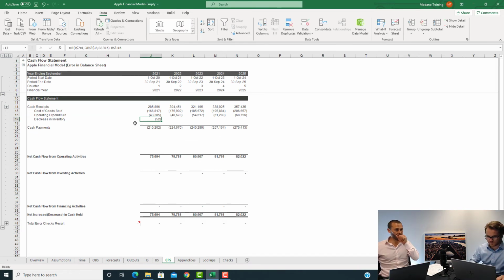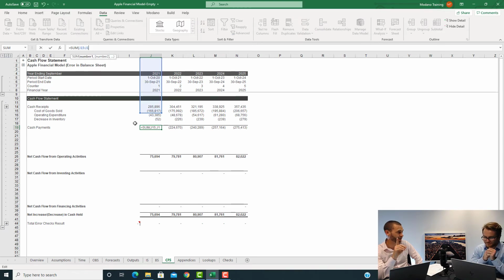And there's your negative 52. So that is an increase in your inventory, which is a decrease in cash. A decrease in inventory is an increase in cash; an increase in inventory is a decrease in cash. This is fiddly stuff. I remember when I started modelling back in investment banking, I'd always get these signs wrong. So that's why we started writing increase and decrease.